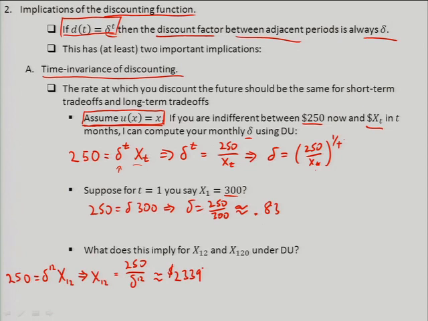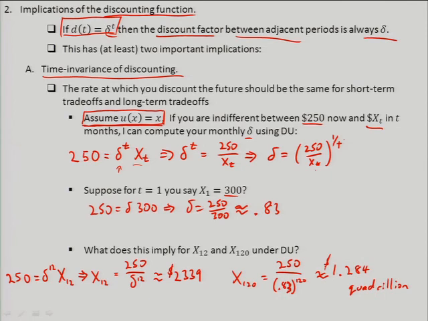However, if we then say how much would you have to be given in 10 years, what we get is that x120 is equal to 250 over 0.83 raised to the power of 120. And that number is 1.284 quadrillion. I don't know about you, I would accept less. Anytime your answer is measured in gajillions, you should be suspicious.